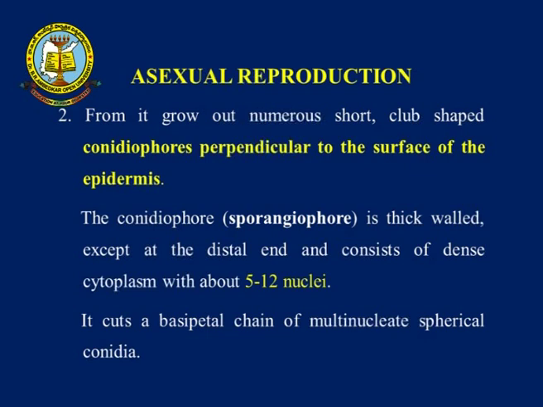Another name is sporangiospores, thick walled except at the distal end, and consisting of dense cytoplasm with about 5 to 12, sometimes more than 15 to 16 nuclei. It is a basipetal chain of multinucleate spherical conidia.